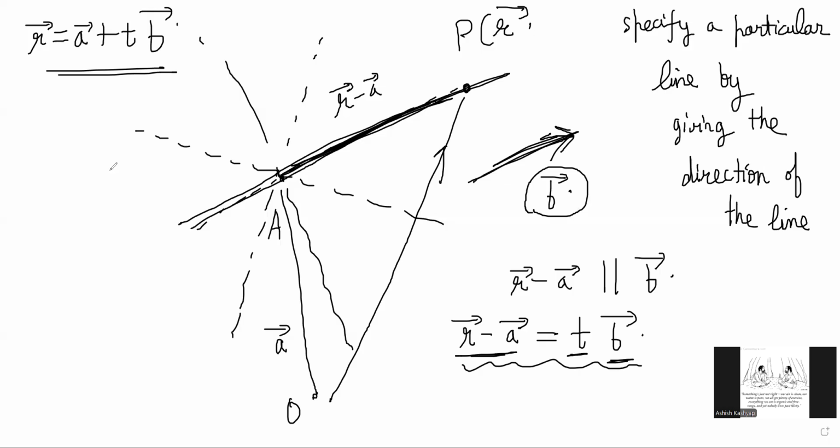Okay. The next point is, suppose they gave you a line through 2 points. So can you understand this point by using the linear combination function?